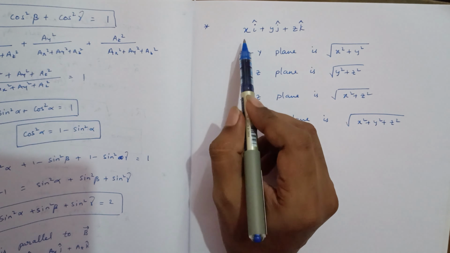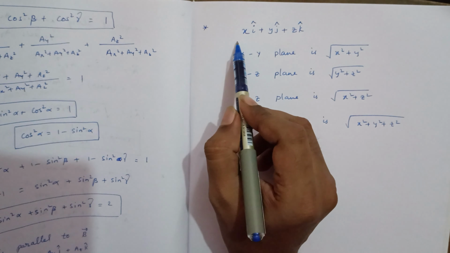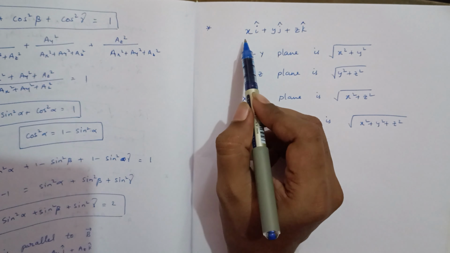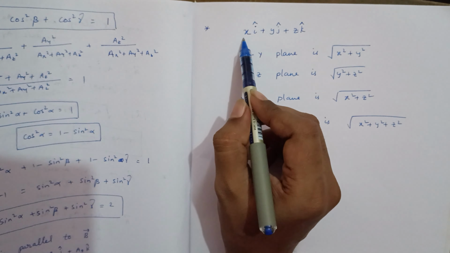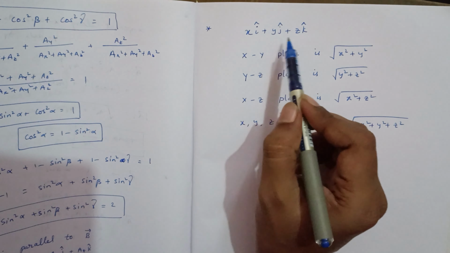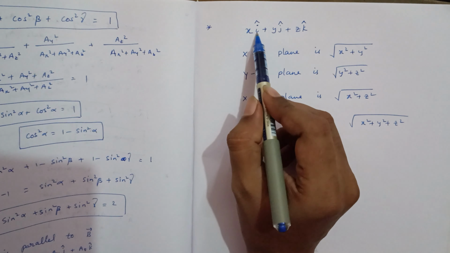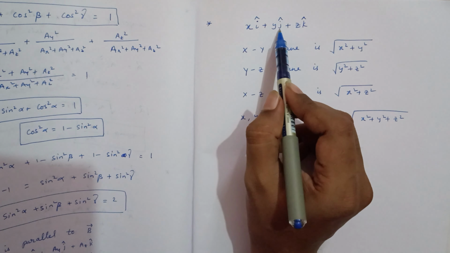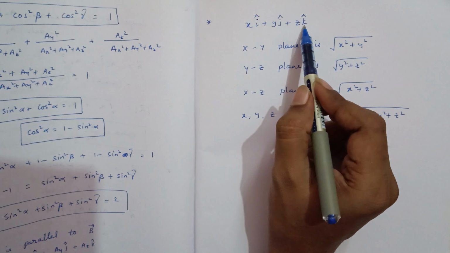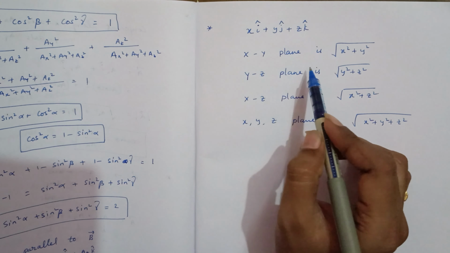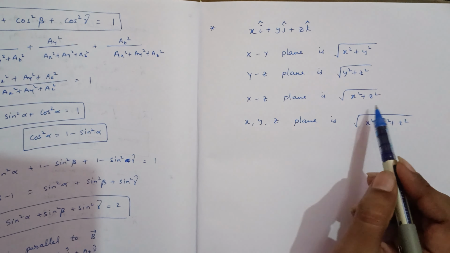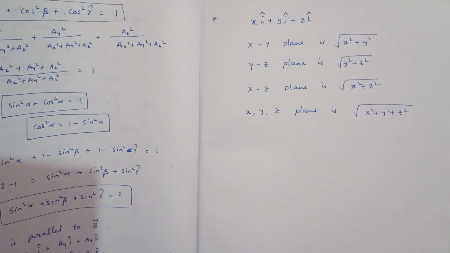i cap is the unit vector along the x-axis. x is the magnitude along the x-axis, y along the y-axis, z along the z-axis. x is the component of the vector along the x-axis, y is the component along the y-axis, z is the component along the z-axis. The unit vector along the x-axis is i cap, along the y-axis is j cap, along the z-axis is k cap. Now for its magnitude in the xy plane, you should take only x and y. In the yz plane, take y and z. In the xz plane, take only x and z. In the xyz space, take all.